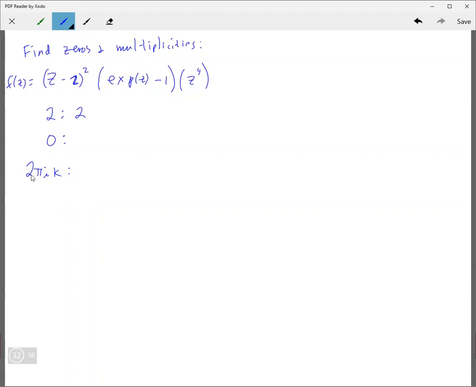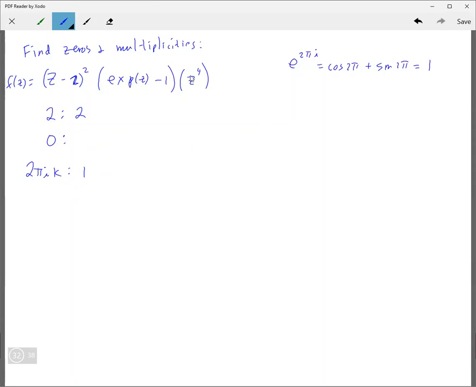Now, these ones are just multiplicity 1, because these values make the exponential function equal to 1. So e to the 2 pi i, remember, that's cosine 2 pi plus i sine 2 pi. And so that's going to be 1, and the sine is going to be 0, because this is coterminal with the angle 0. So it's like putting a 0 in. So that's 1, for example. And if you have a multiple of that, then that's also going to be 1.